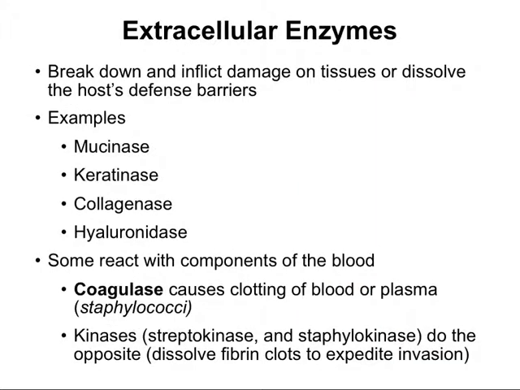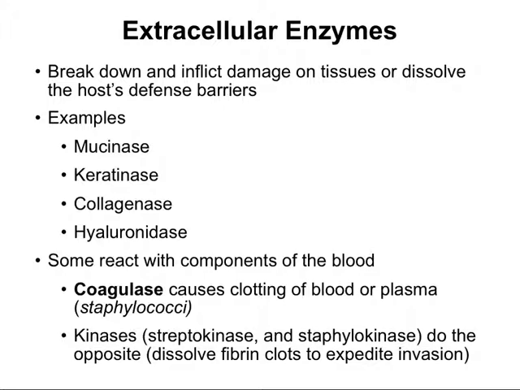Let's take a closer look at how the extracellular enzymes work. These work to break down and inflict damage on tissues or dissolve the host defense barriers. Many pathogenic bacteria, fungi, as well as protozoa secrete these exoenzymes. Examples of these are mucinase. Mucinase digests the protective coating on the mucous membranes. It's a factor in amoebic dysentery. Keratinase digests the principal component of skin and hair, the keratin, and it's secreted by fungi that cause ringworm.